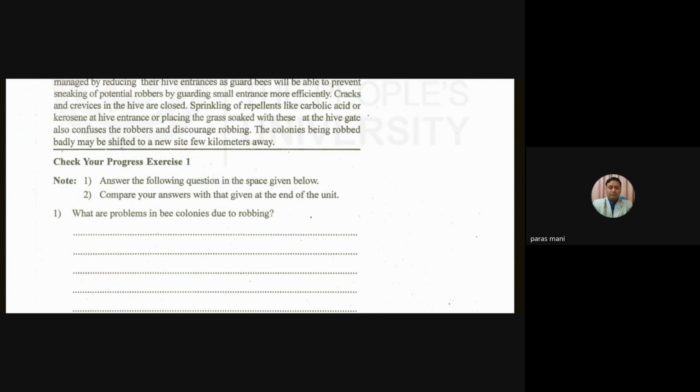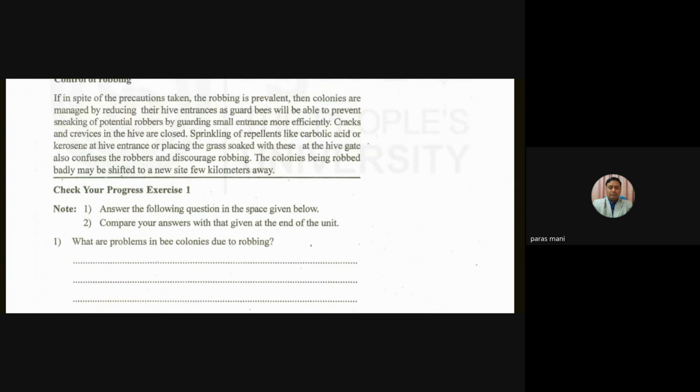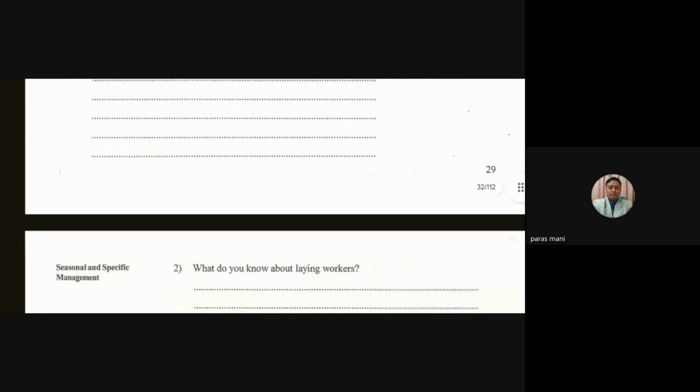the robber colony identifies the new location very easily. So if you want to avoid that completely, you have to shift at least 1 kilometer or 1.5 kilometers far from the present site. If it is frequently robbed, then you can use this trick.